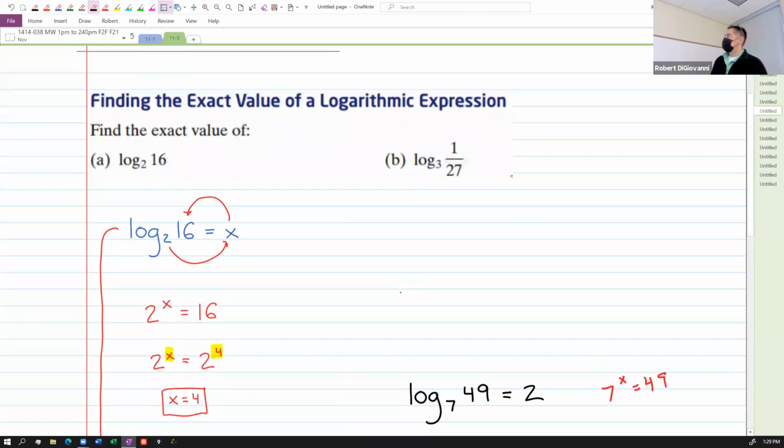All right, so let's look at this one up here. Log base 3 equals 1/27. Okay, so let me see, what is the question that's asking me? It's saying 3 raised to what power is 1/27, right? Isn't that what it's saying? Can anyone just look at that and tell me?